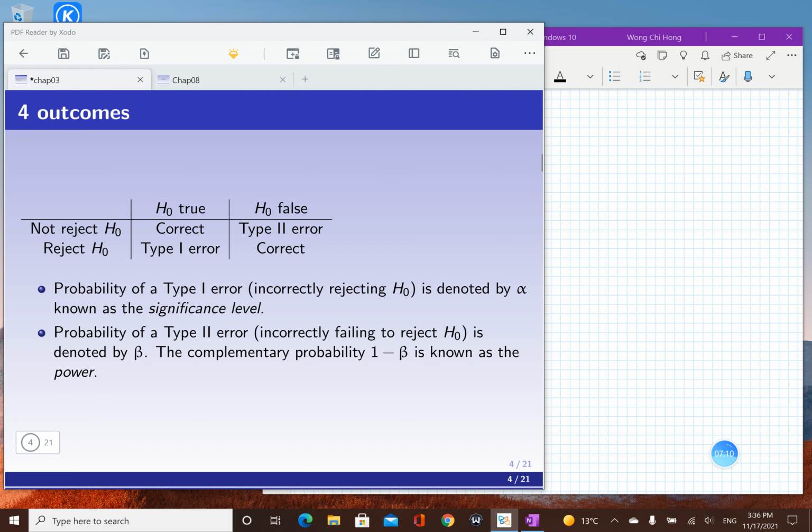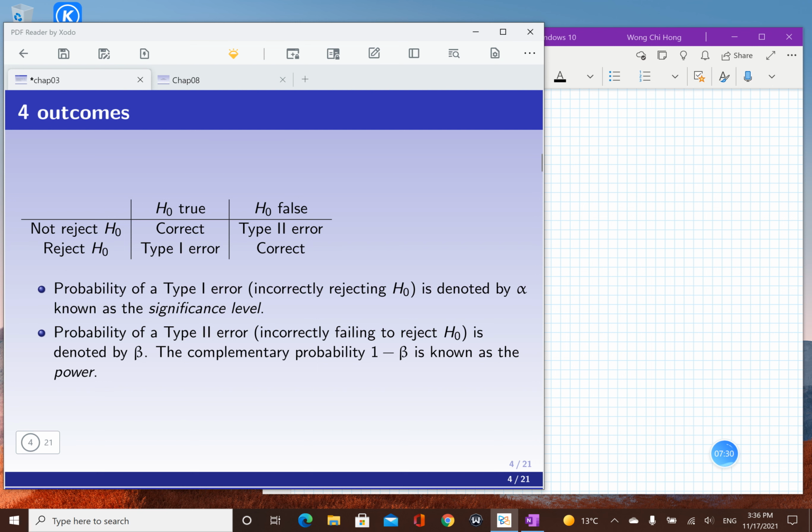Okay, it looks as if the coin is fair, like p equals 0.5. That's the problem. So when we say beta, the probability of type 2 error, failing to reject, it kind of depends on what your alternative hypothesis is. Okay, could be large, could be small.